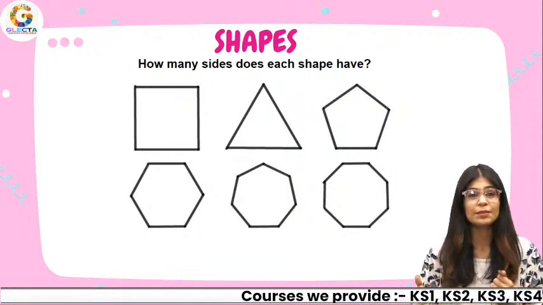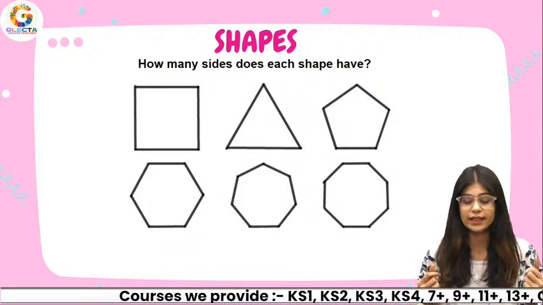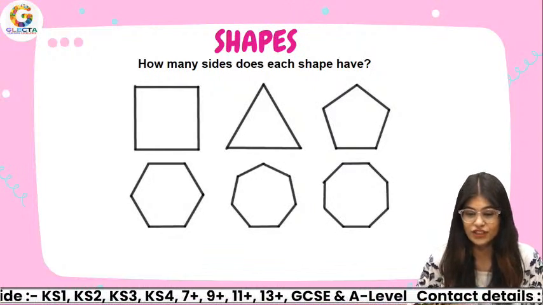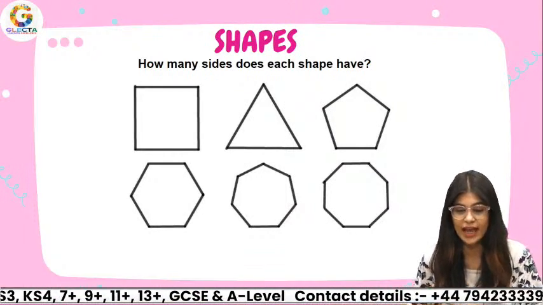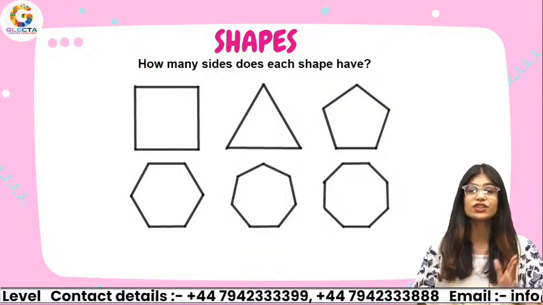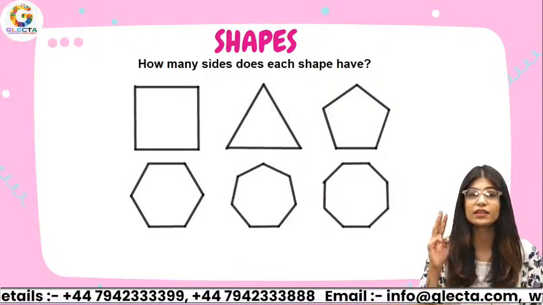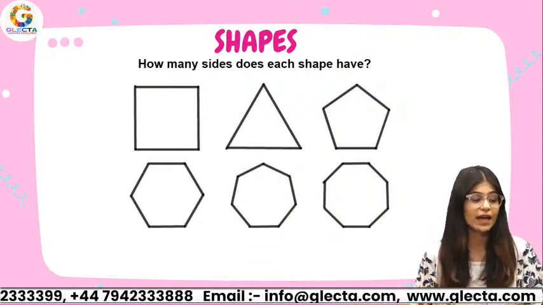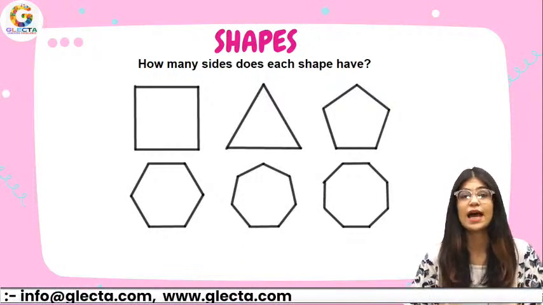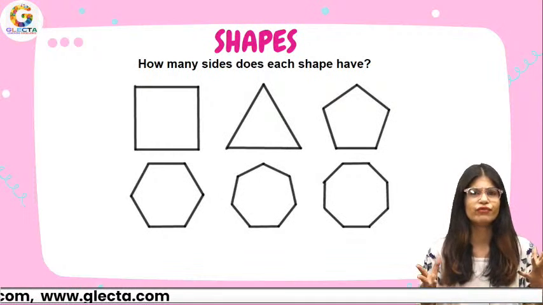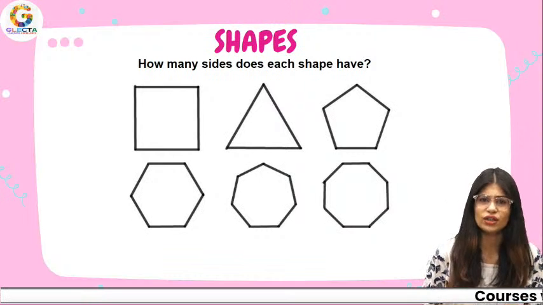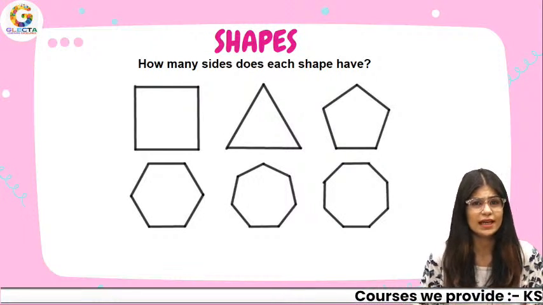Okay, I don't see anybody telling me the number of sides. Quickly, everyone. Okay, Mothership says 4, 3, 5, 6, 7, 8. That is right. A square has 4 sides, triangle has 3, pentagon 5, hexagon 6, septagon 7, and an octagon has 8 sides. Now that was very, very easy, wasn't it? How can I solve a question using this simple concept?